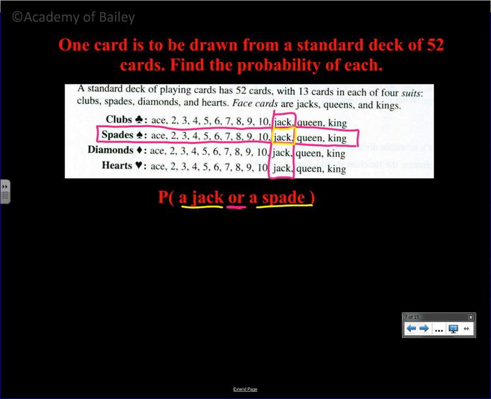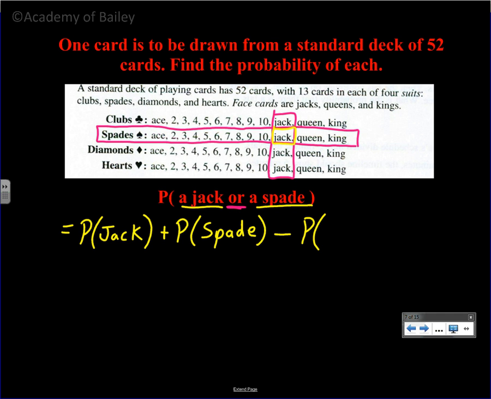So this is going to be an overlapping event, which says we want the probability of pulling a jack added to the probability of a spade, and then we're going to subtract the probability of the jack of spades being chosen.